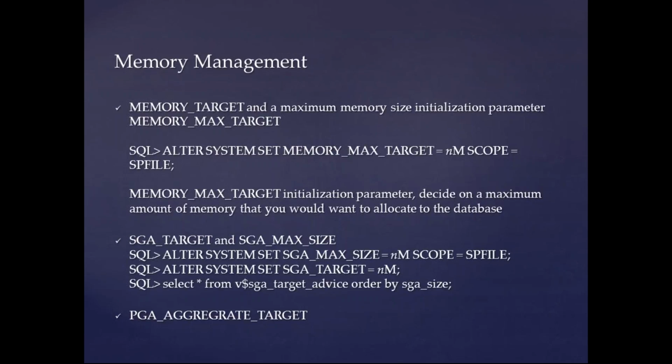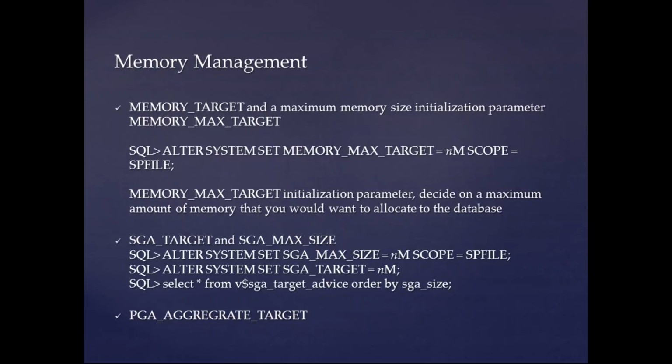But if I want to increase more than 12 GB, I cannot increase during the runtime. I need to restart the instance, not the database, to make it effective, because memory max target is 12 GB. So if I want to make it 13 GB or 15 GB, I have to increase my memory max target, then increase my memory target to 13 GB, and then restart.